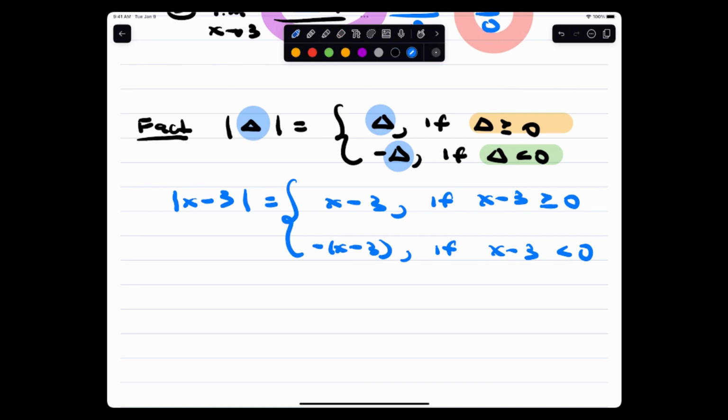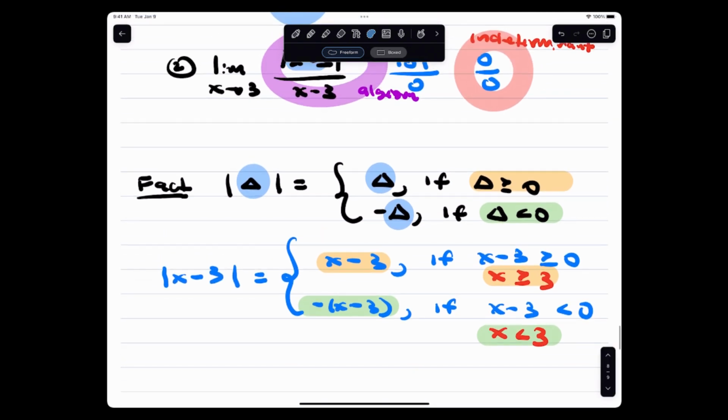Okay? Now, going back to that beginning algebra here, this really means x is greater than or equal to 3, and this means x is less than 3. So what I'm saying is the top piece is used for values of x that are greater than or equal to 3. The bottom piece is used for values of x that are less than 3. And that's just for the absolute value only.